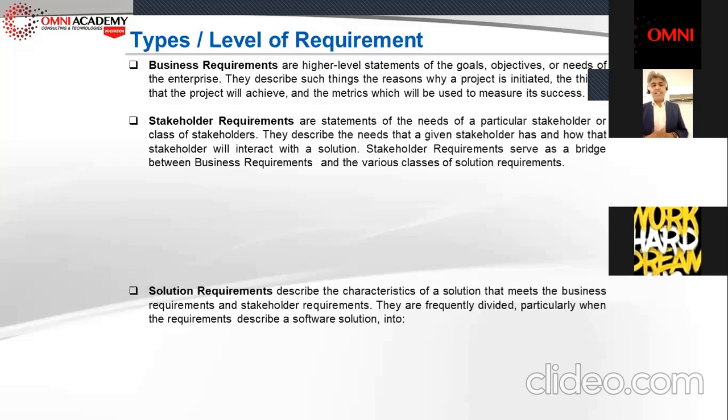Okay, then comes the stakeholder requirement. These are the requirements of a particular stakeholder, how he wants things to be done. These are called stakeholder requirements. These are requirements such as whether a column should be visible to everybody or specific people, and how the requirements will be implemented by which stakeholder person. Okay, these are stakeholder requirements.